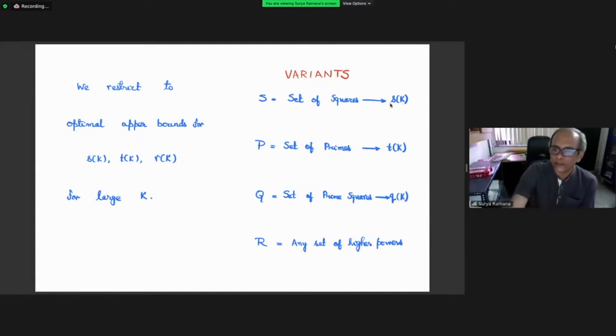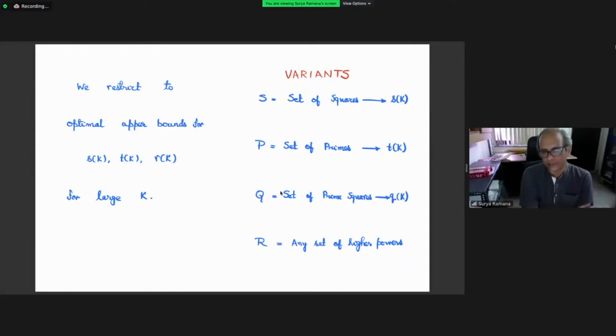And similarly, QK and RK, you can pose the same question for any higher power rather than simply the squares. I couldn't resist the temptation of using this notation because I am a bit of a fan of ancient Rome. So you have SPQR for these various sets here. So now with these notations, these are the various problems that one can pose.